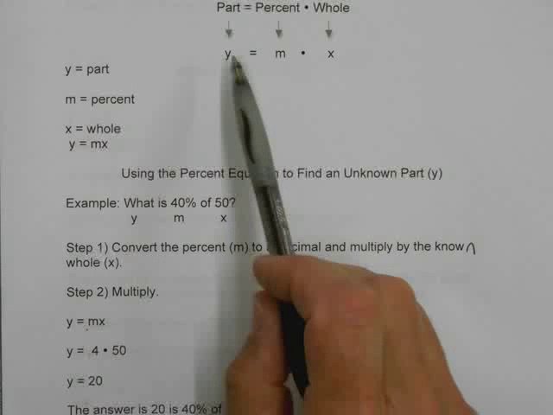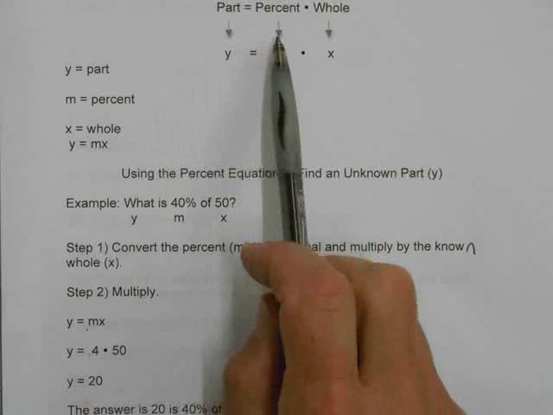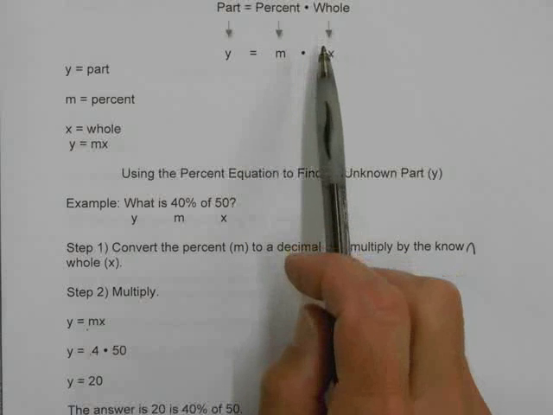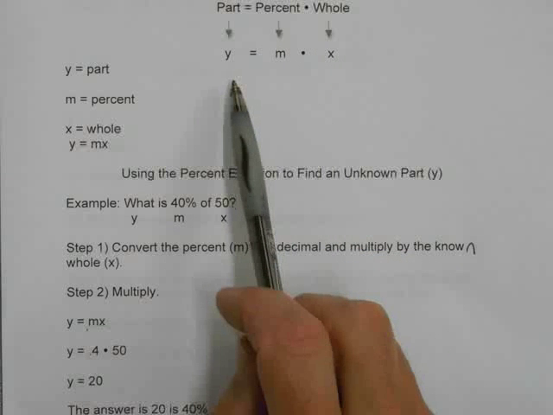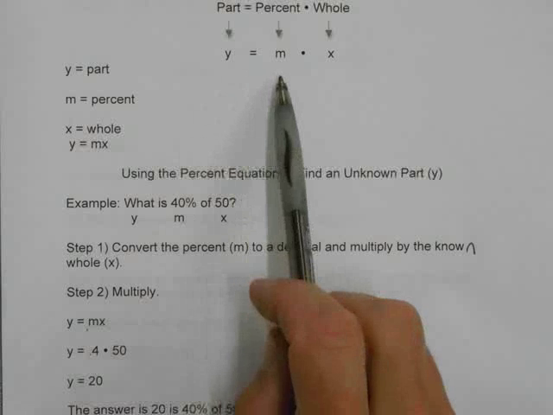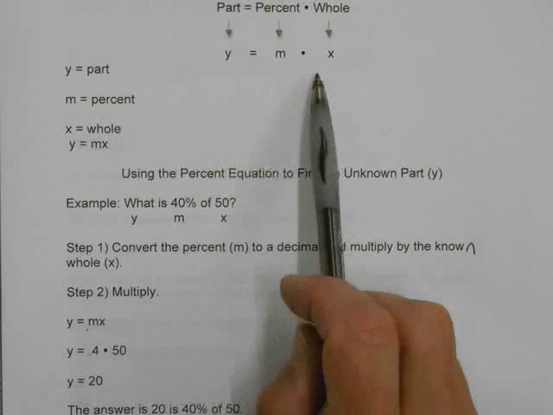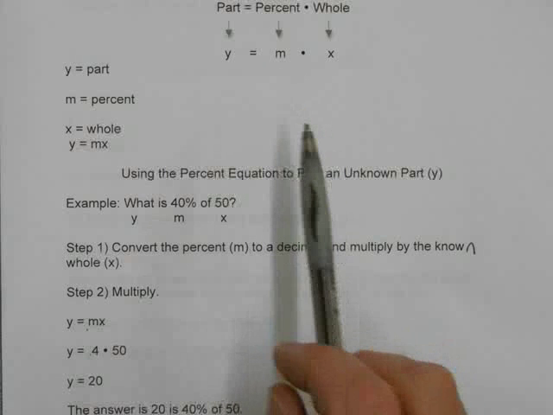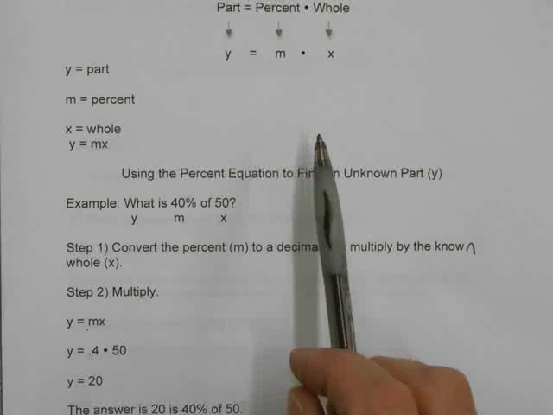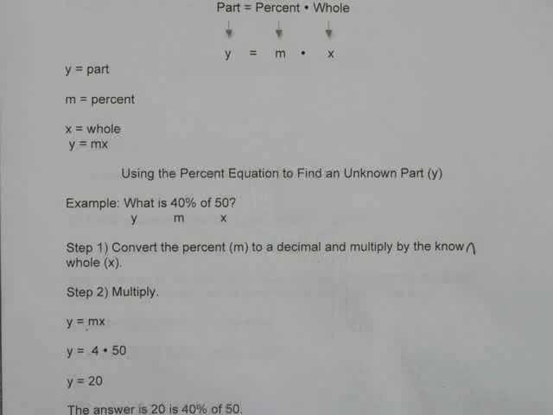The part is equal to the percent multiplied by the whole. And we're going to use the variable y for the part, m for the percent, and x for the whole. And all of these problems work on the idea that if you know 2 things, you can find the third.